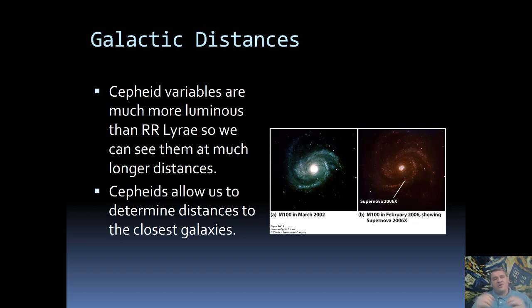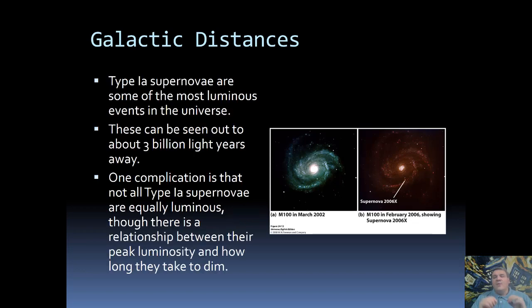The bigger brother to the RR Lyrae are the Cepheid variables. Because these are larger, they are more luminous, which means we don't just see them out in the halo of our own Milky Way, we can actually identify them in nearby galaxies. So remember, the Cepheid variable is actually what Hubble used to figure out the distance to Andromeda and to start figuring out distances to these other nearby galaxies. We can also use type 1a supernovae. So remember, type 1a is the weird type.